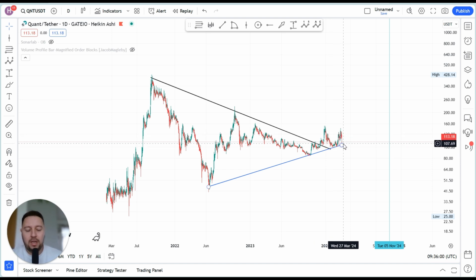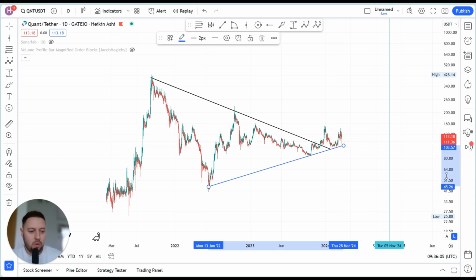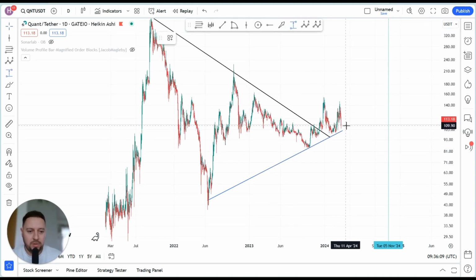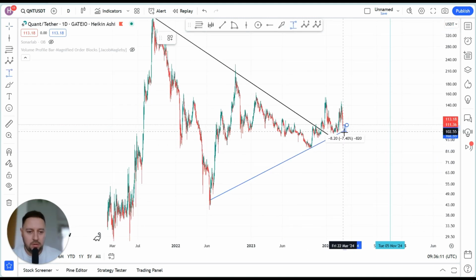Now obviously the market as a whole is taking a bit of a dip, so it looks like Quant's heading back down there, and we're not far off either. In terms of percentages, for me, you've got about a 7% dip to go, which isn't the end of the world. So let's just remove that from the chart.